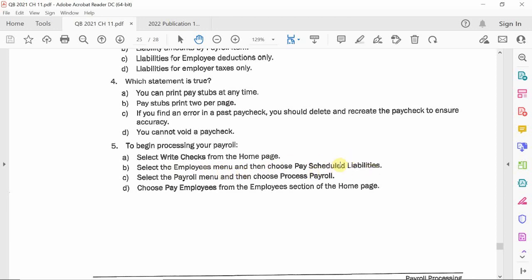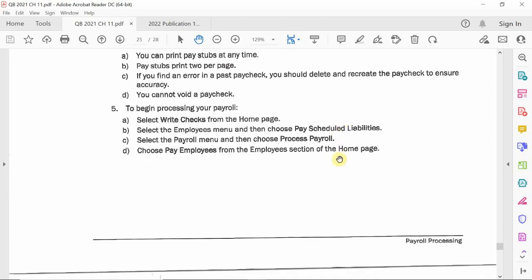You need to pay your employees first before you can pay the liabilities. Okay?